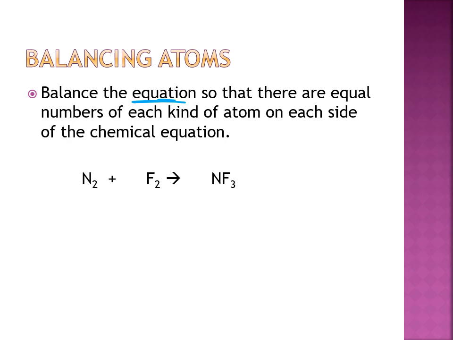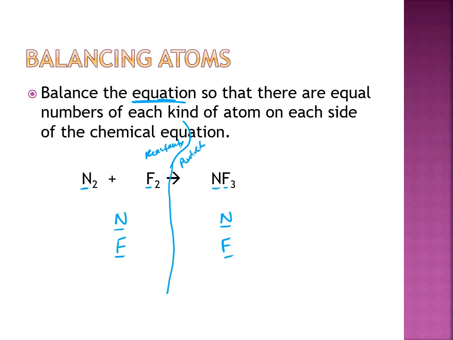We want to make sure that we have the same number of each kind of atom on each side of our equation. So again, I like to draw a line between my reactants and my products, just to make sure, once again, that I'm keeping those pieces organized. What I like to do, and this is not the only method for balancing equations, but this is one I'm going to teach you first, I'm going to count the number of each kind of atom on each side of my equation. So I'm going to list nitrogen and fluorine, because those are the 2 kinds of atoms that I have on both sides. There should always be the same elements on both sides.